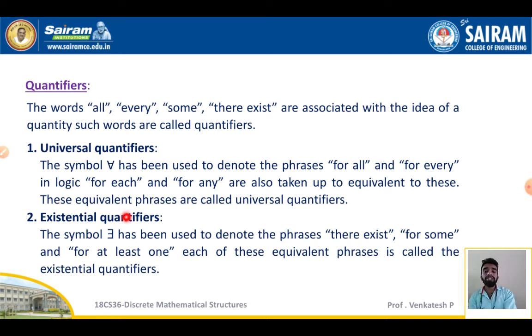Second one is existential quantifiers. The symbol there exists has been used to denote phrases like there exists, for some, for at least one. Each of these phrases is called an existential quantifier. So phrases like there exists, for some and for at least one will be called existential quantifiers.